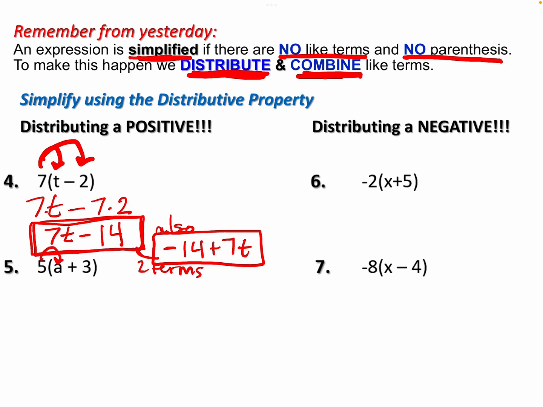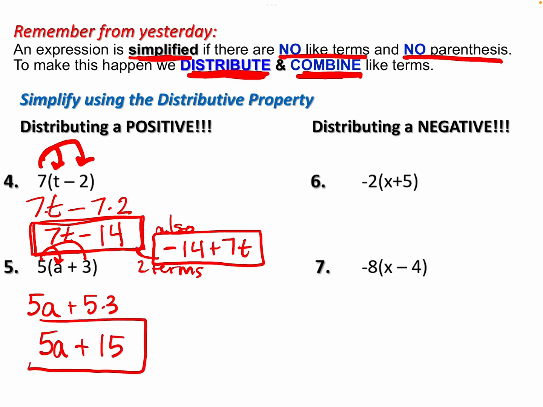Here you're going to have 5 times A, and then you're going to have 5 times 3. 5 times A doesn't simplify. It is simplified, but 5 times 3 simplifies to 15. Final answer. If you happen to write 15 plus 5A, that would be equivalent. I don't know why you would when it's written like this, but those two things are equivalent.